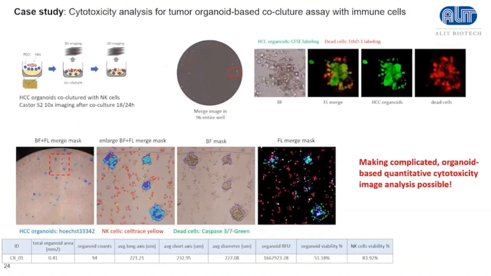And currently, patient-derived organoids are used for in vitro killing experiments, which are widely used for tumor immunology study and functional evaluation of in vitro killing efficiency of target drugs and cell therapy drugs. Using CAST-S2 to perform organoid killing experiments not only provides images of morphological changes, but also accurately identifies and quantifies analytical data, including organoid viability, immune cell viability, and the relative fluorescence intensity of organoids, making complex analyses that are not possible with traditional methods. Now it is possible.